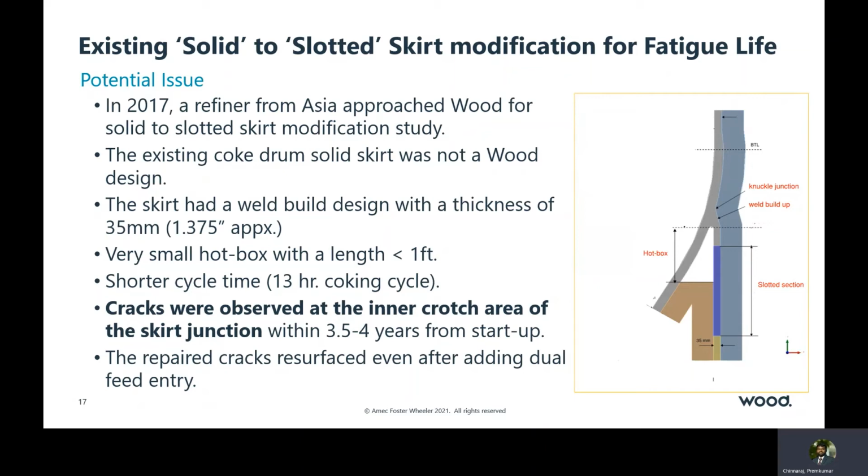The purpose of the hot box is to allow for radiative heat transfer between cone and skirt during operation. It helps in heating the skirt during cooking cycle and cooling the skirt during quench cycle, thereby reducing the thermal gradients. The existing hot box was not an optimized design, with a length of less than 1 foot. This resulted in higher thermal gradients in the skirt junction area. To make things worse, the drum was operated at shorter cycle. Cracks were observed by field at the inner crotch area of the weld buildup within 3.5 to 4 years from startup. Repaired cracks kept resurfacing over time and changing the side feed to dual feed did not help much.